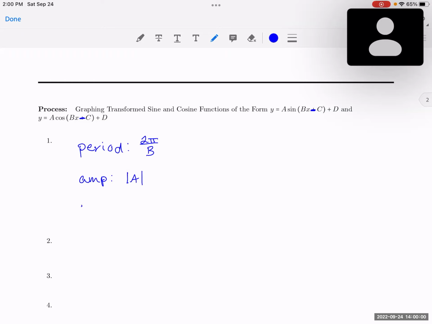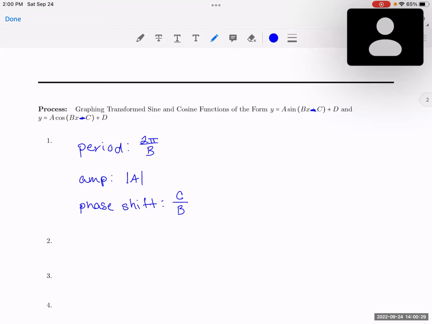And the next thing we have to find is our phase shift. Now, phase shift, again, is the horizontal sliding left and right, and that comes from C divided by B. And again, this negative is built into the format of our equation, and so we'll have to keep that in mind when we're finding our C value.